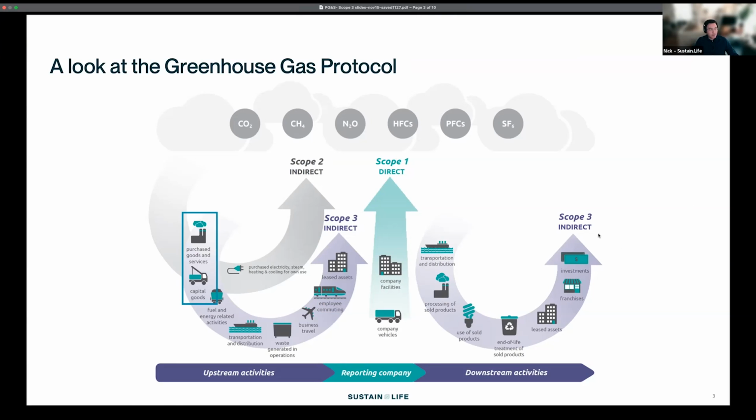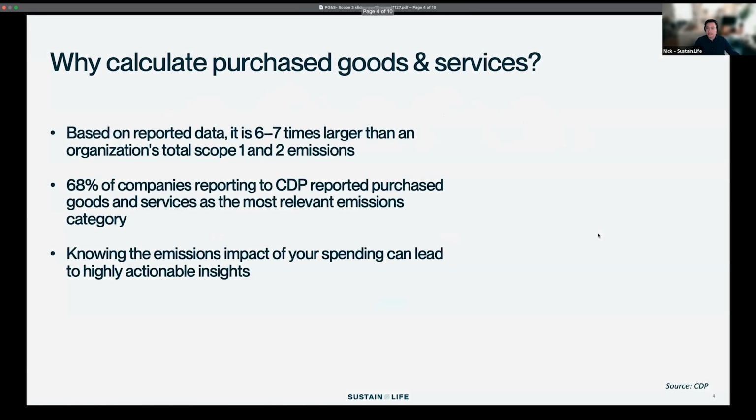I want to talk a little bit about why we need to calculate emissions for these. Why are they so important? Part of it comes down to all of those layers in the supply chain that I was talking about. Those layers add up very quickly when you consider all of the things that you are buying. We're basically talking about the embodied carbon of nearly everything that your organization purchases.